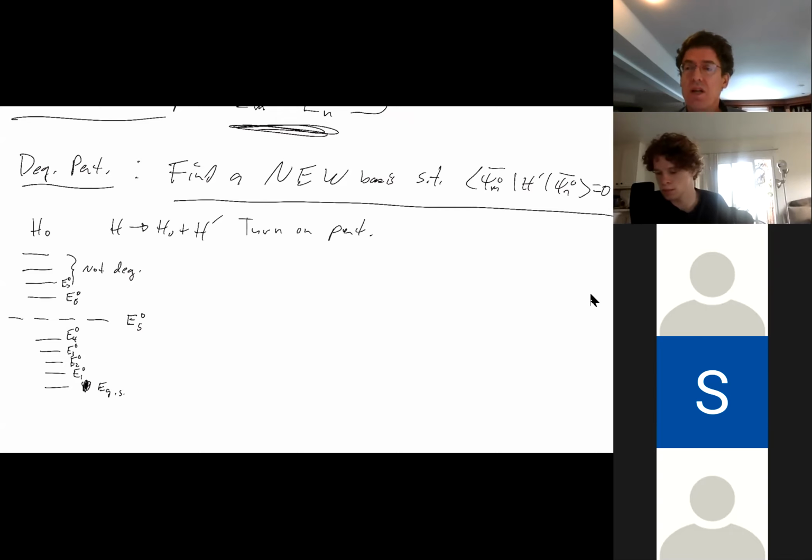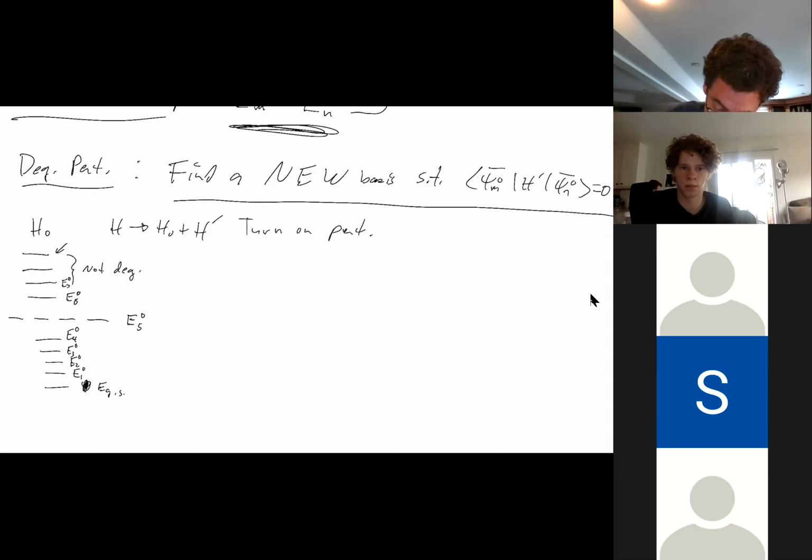What do they do? And what you say to me is, well, suppose I give you some really hard H prime that you don't know what to do with. The only thing you know how to do is use perturbation theory to figure out how the eigen energies change in the presence of this perturbation. You have to use perturbation theory. And so you start using perturbation theory on all these non-degenerate ones.